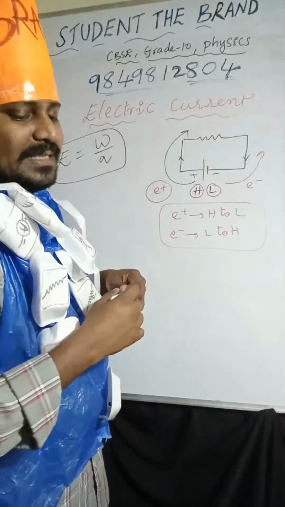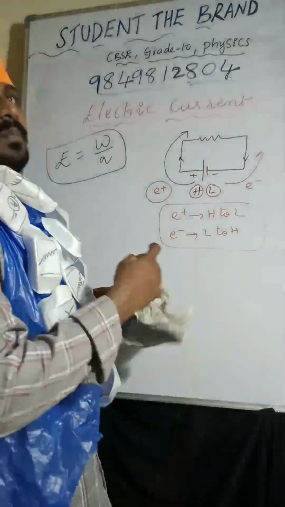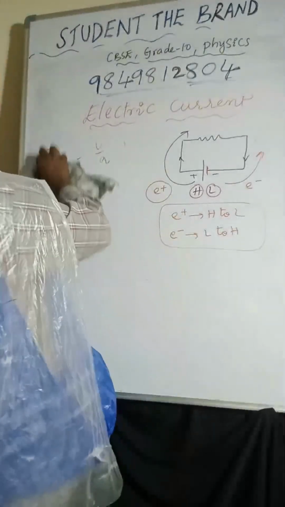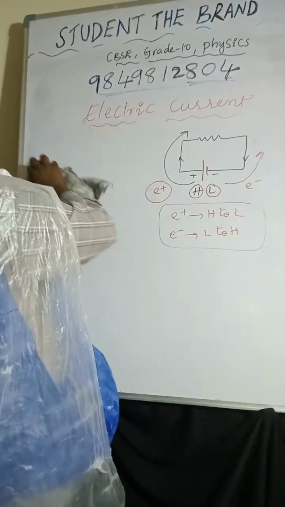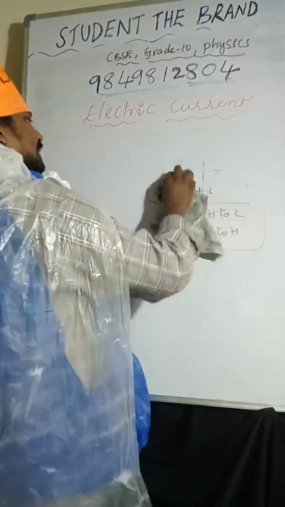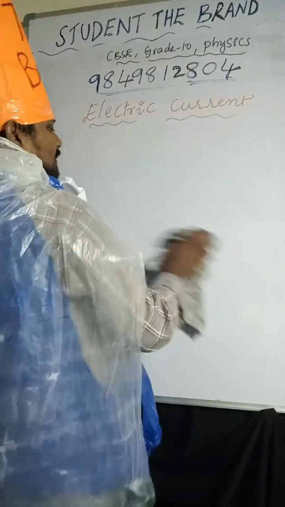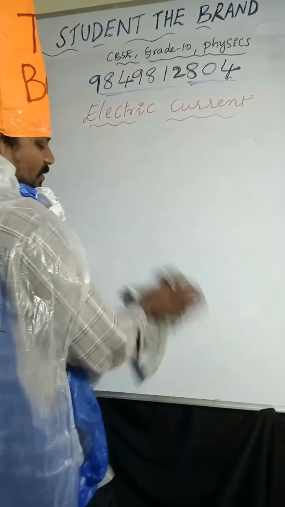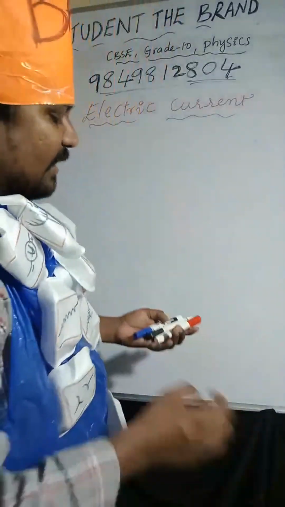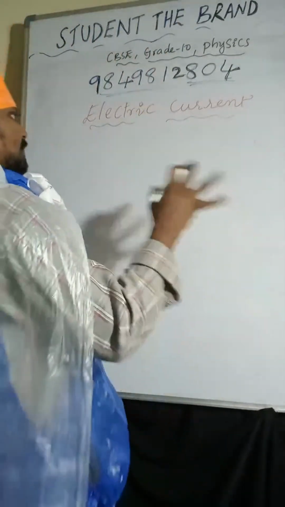Next, resistors connected in series combination, resistors connected in parallel combination. After that, Kirchhoff's law. Now, resistors connected in series combination.